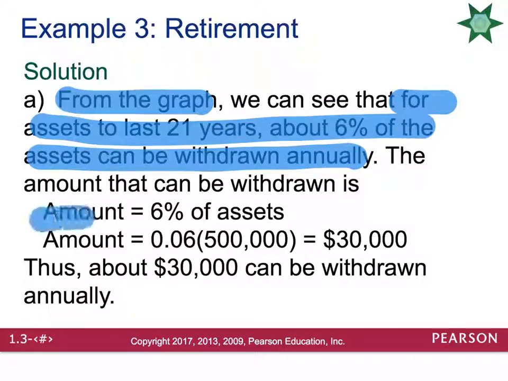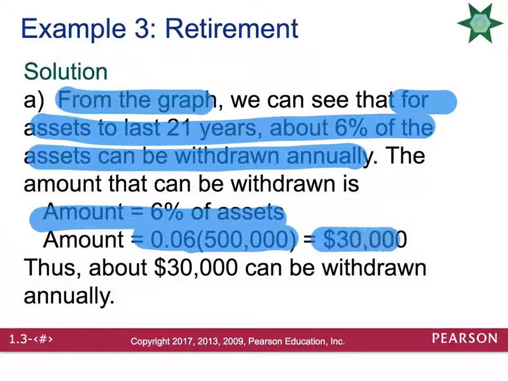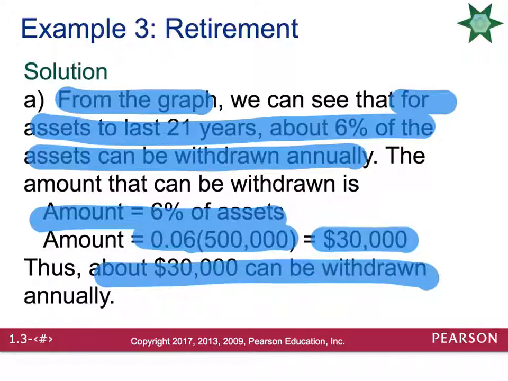Okay, so the amount is 6% of assets. Now for 6%, we're going to do 0.06. That's the decimal version of 6%. We can say that 6% is not a real number to compute with. We have to write it as 0.06. And what we do is divide by 100 to get that. So we take 6 divided by 100, we get 0.06. So 6% of 500,000 would be 0.06 times 500,000, which we can do mentally, and that's $30,000. So if you were the retirement advisor, you'd say, well, you can take out about $30,000 a year from your retirement.